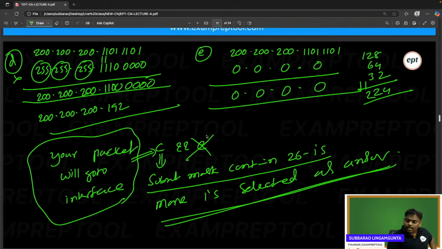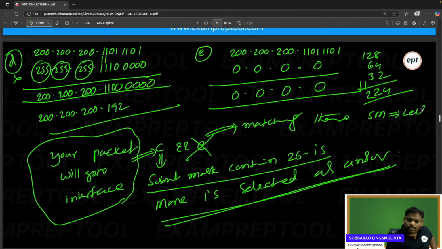Sir, this is also matching there. If more than one is matching, but in that subnet mask fewer ones are there, so this cannot be the answer. If more than one is matching, select the one whose subnet mask contains more ones. The subnet mask contains 26 ones, which is more compared with the others.